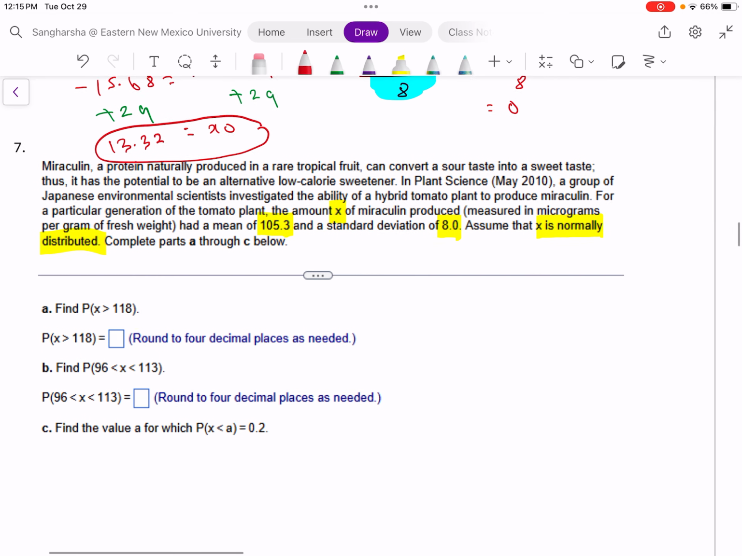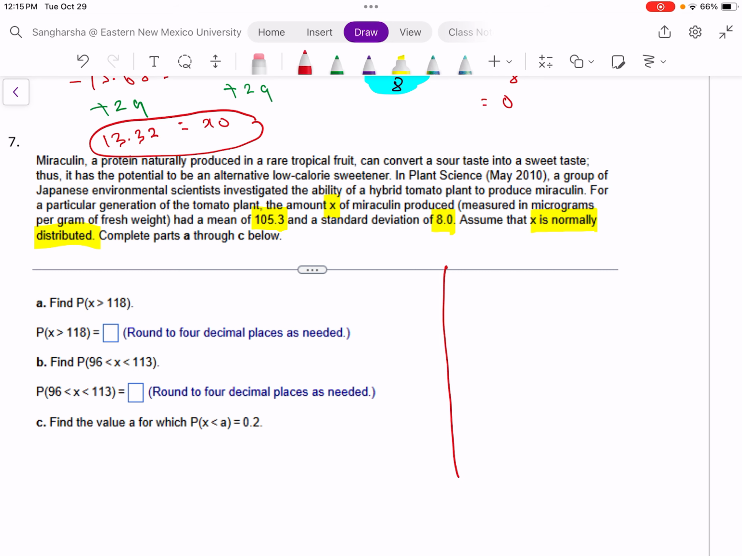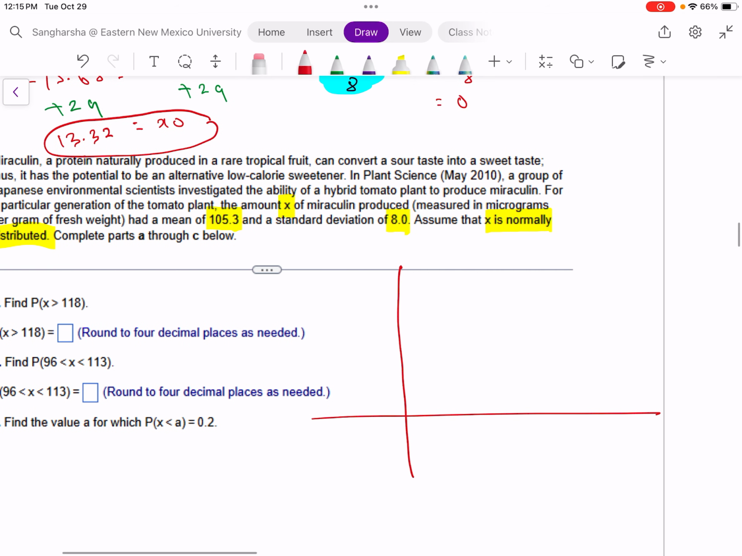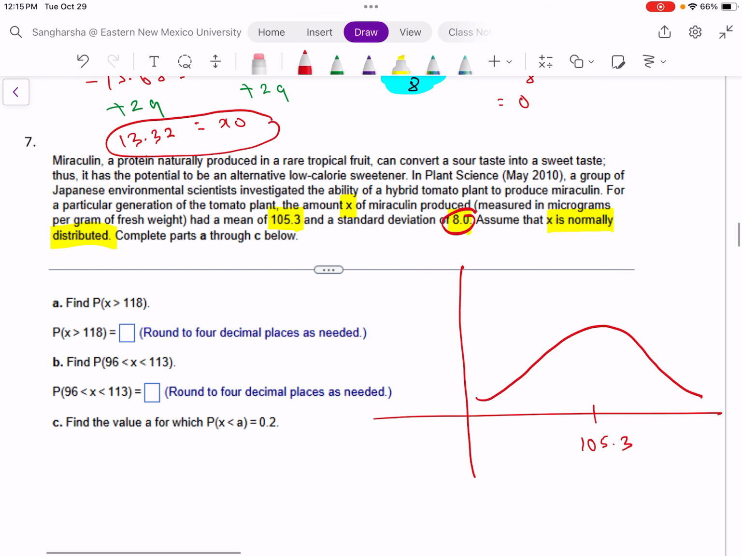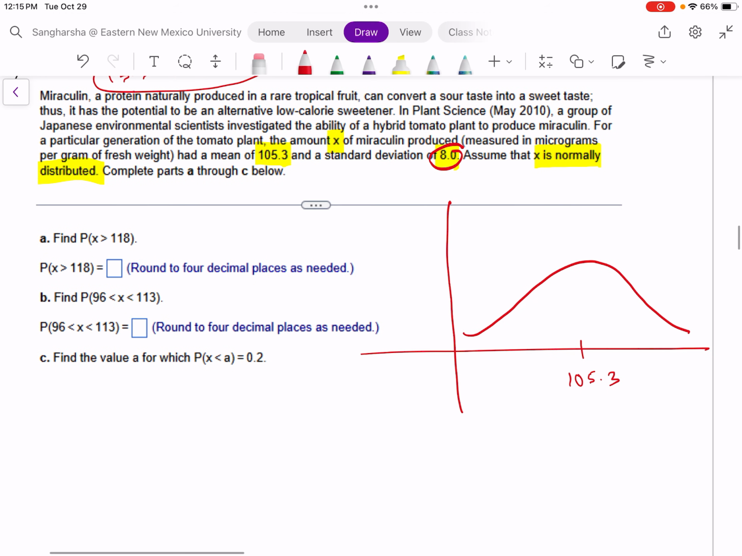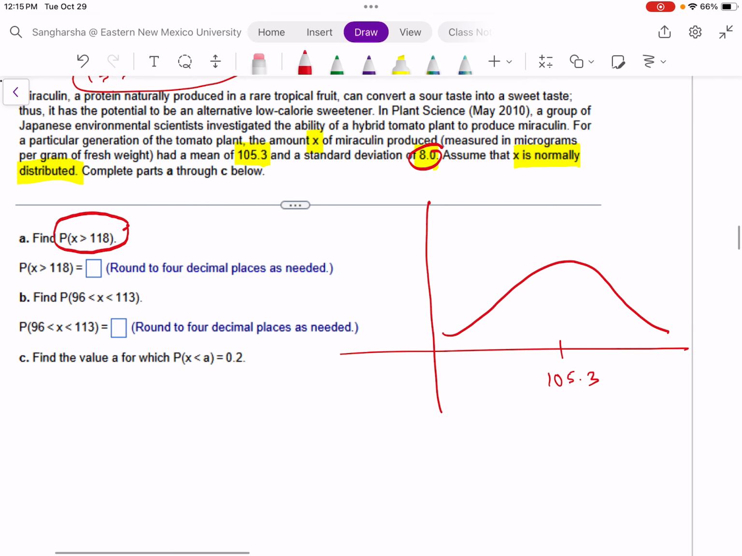You start with a graph. Since this is normally distributed, you draw a bell shape. Mean is given as 105.3. Standard deviation is 8. Now let's go to the question. We are asked to find the probability that X is greater than 118. Now where do we find 118? It's on the right, right? So let's say this is 118.